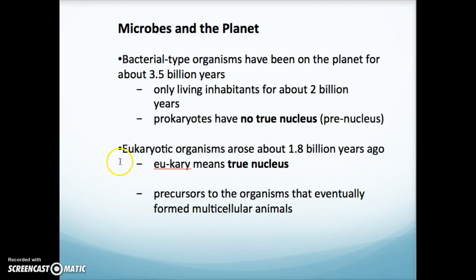Now, after we had these bacterial cells around, later on we had the evolution of these eukaryotic organisms. Eukary means a true nucleus. And in that sense, they have a centralized membrane-enclosed area that contains their genetic material. And these came about 1.8 billion years ago. So they're not nearly as old as our prokaryotes. And eukaryotic organisms were the precursors to the organisms that eventually formed multicellular animals, including you.